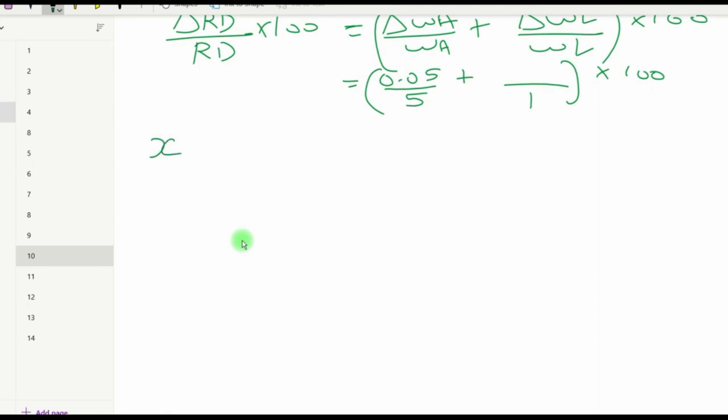Let's say if a parameter is given as a sum, if x is equal to a plus b or x is equal to a minus b, in either of these cases, if delta x is the uncertainty in the measurement of x, this will be given as just delta a plus delta b.